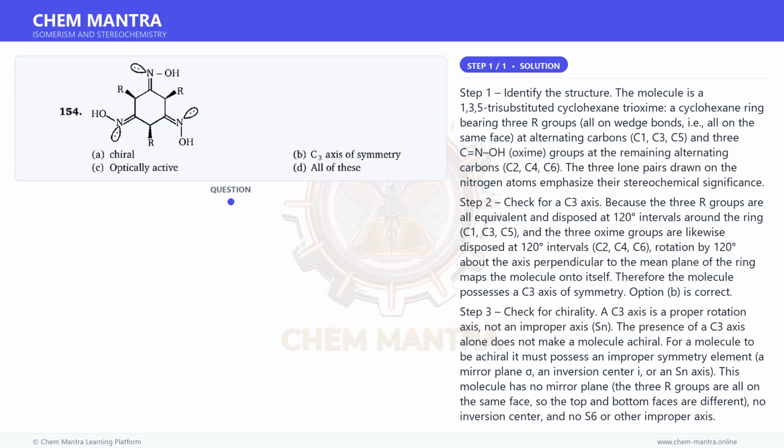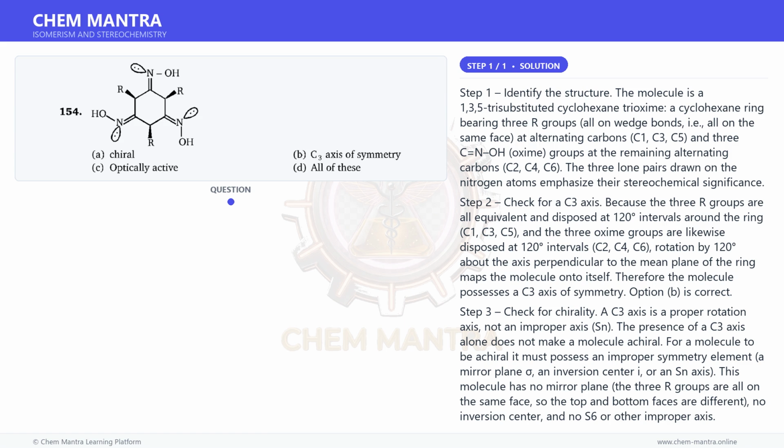Check for chirality. A C3 axis is a proper rotation axis, not an improper axis, Sn. The presence of a C3 axis alone does not make a molecule achiral. For a molecule to be achiral, it must possess an improper symmetry element, a mirror plane sigma, an inversion center i, or an Sn axis. This molecule has no mirror plane, the 3 R groups are all on the same face, so the top and bottom faces are different, no inversion center, and no S6 or other improper axis. Therefore, the molecule is chiral.